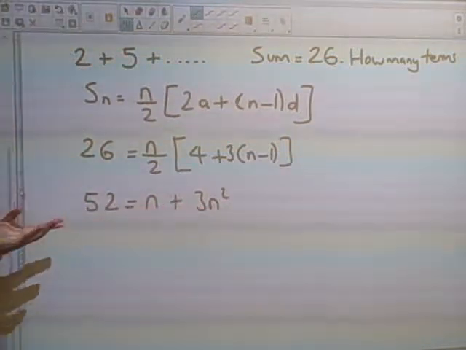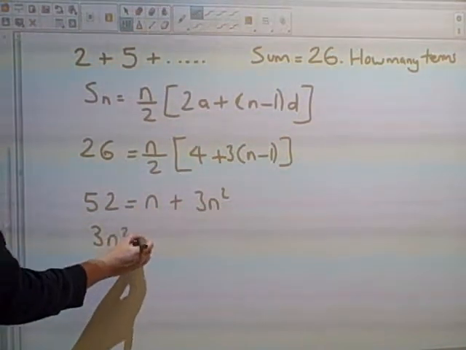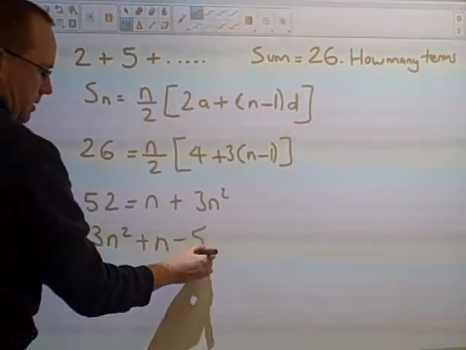And what we actually have here is a quadratic. If I want to solve a quadratic, I want to set this equal to 0. So 3n squared plus n, just rewriting in the right order for that, and switch the 52 across.